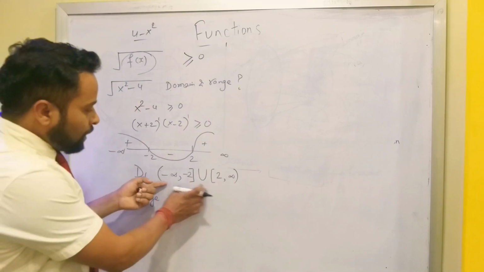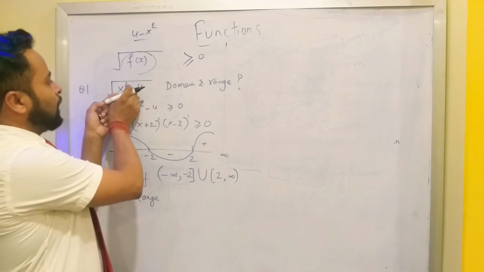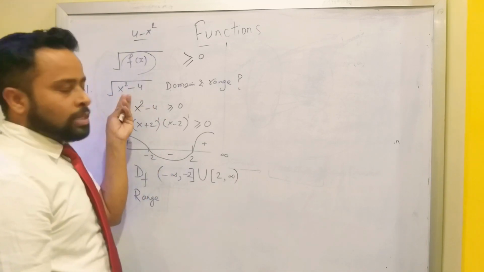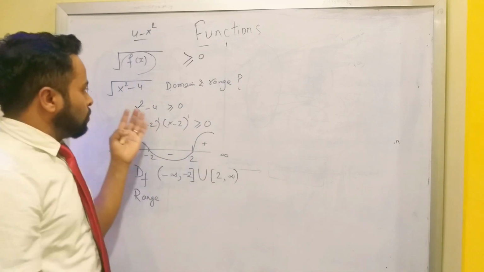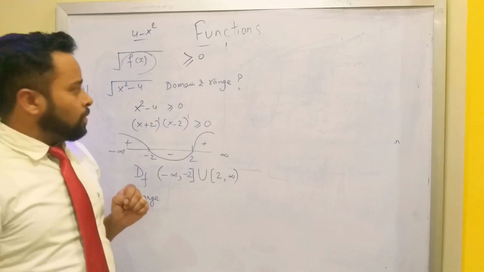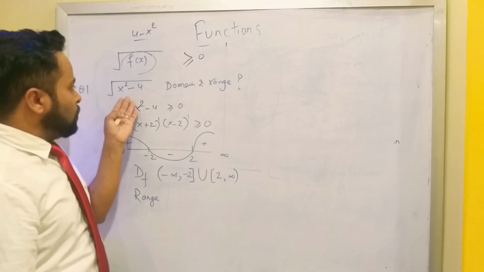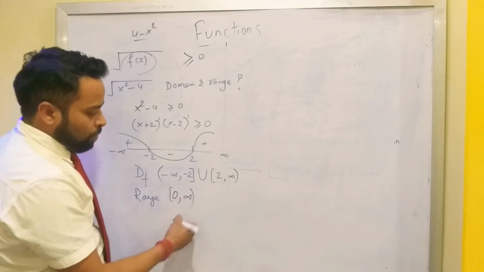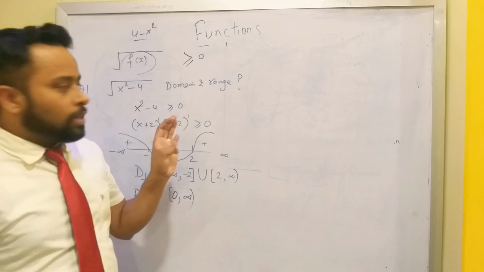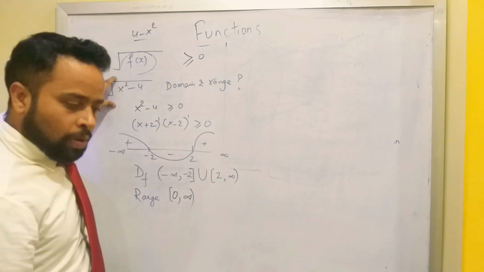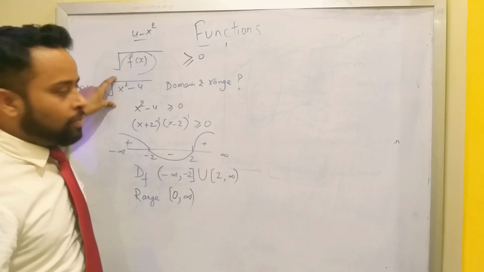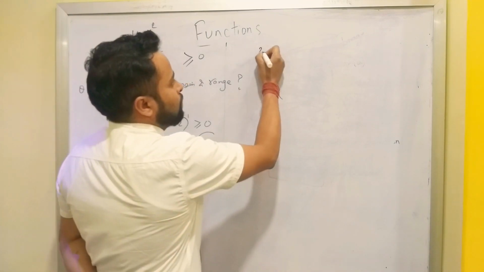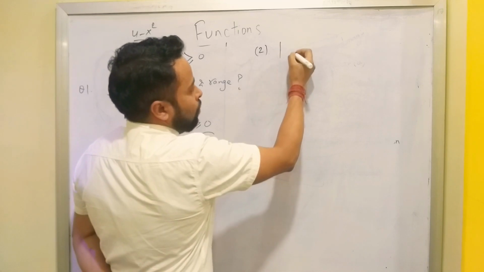If I put a very large number, then the square of that large number will be very large, and minus 4 is so small, so definitely the range will be from 0 to infinity: 0 closed bracket, infinity open bracket. This was one such problem I used to see every time when talking with my students. Under root. The next one, number 2, is the modulus function, mod of f(x).